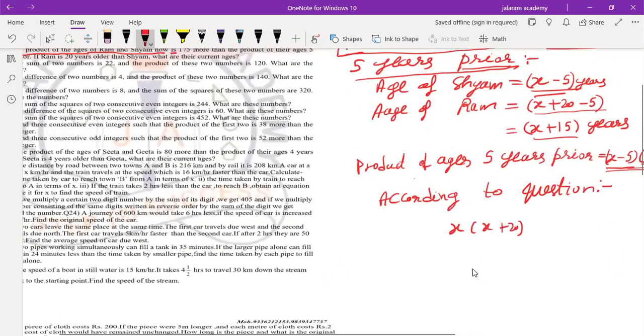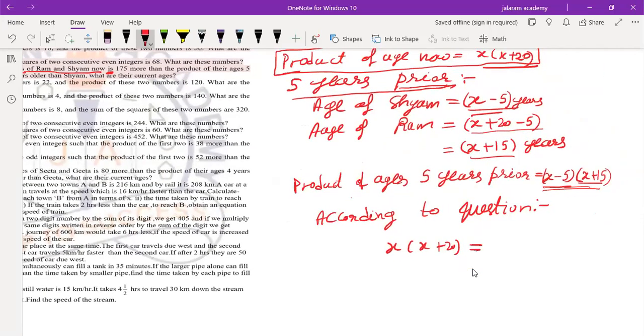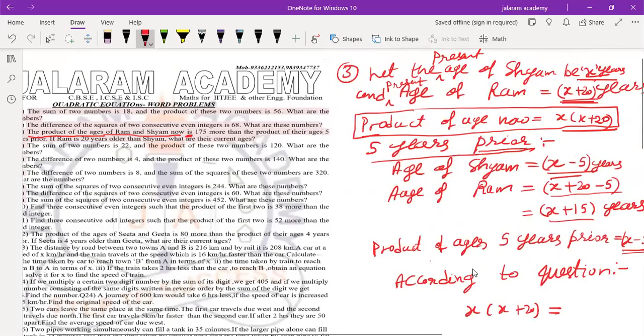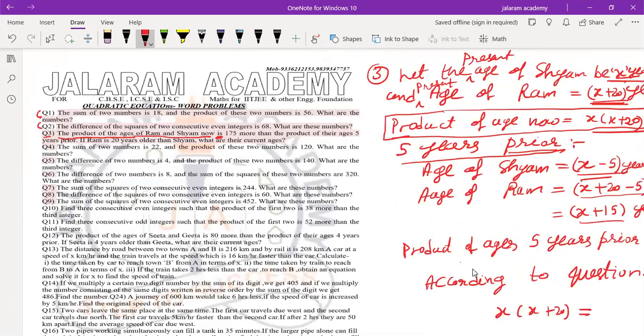"Is" means, in the form of a mathematical equation, equals to. The product of the ages of Ram and Shyam is x into x plus 20, and "is" means equals to 175 more than what follows. "175 more than" is English, and it means we have to add 175 at the end. 175 more than x is x plus 175.